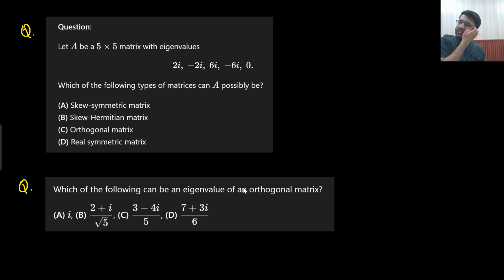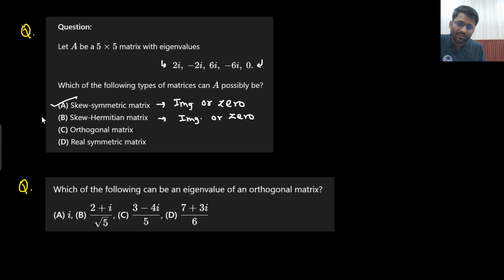Let's go to the next one. A is a 5 cross 5 matrix and eigenvalues are mentioned. So which of the following types of matrix A can possibly be? What is the meaning of skew symmetric matrix? Here eigenvalues will be imaginary or 0. Yes, it is possible. Same for skew Hermitian matrix as well. Eigenvalues will be either imaginary or zero. Yes, this is also true.